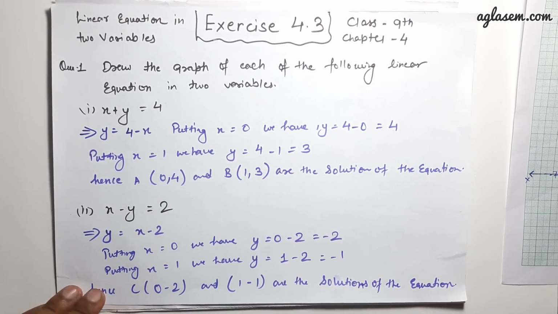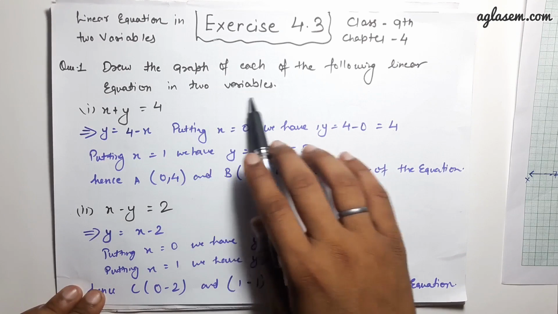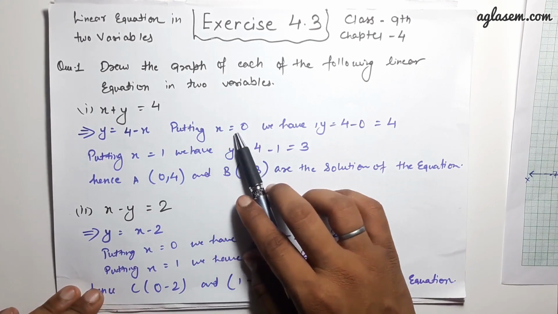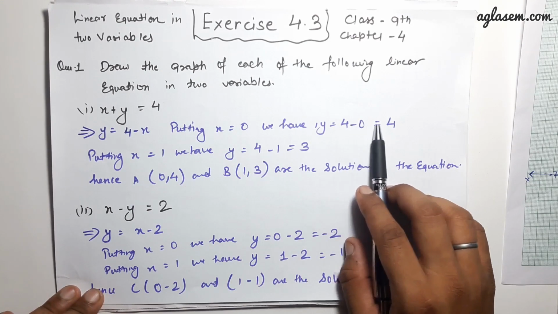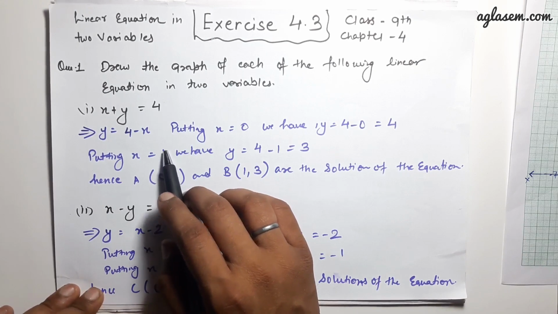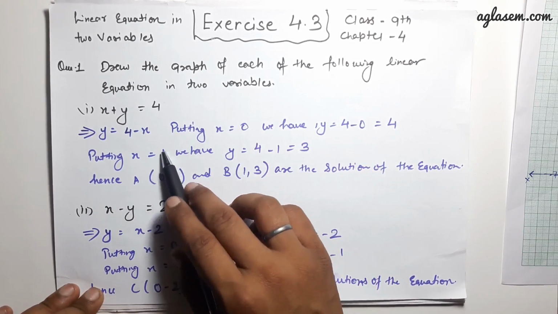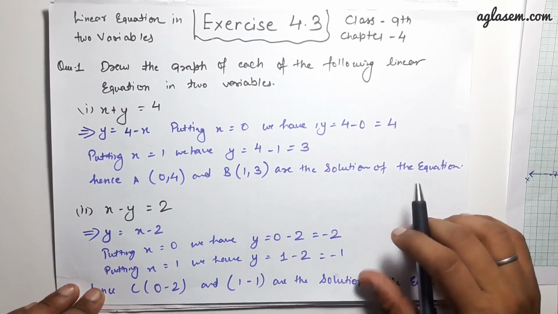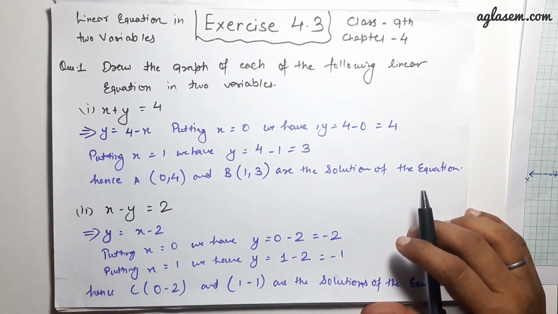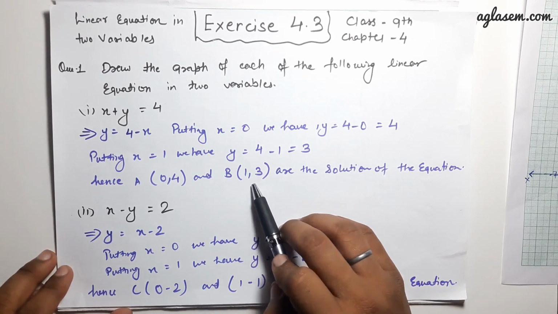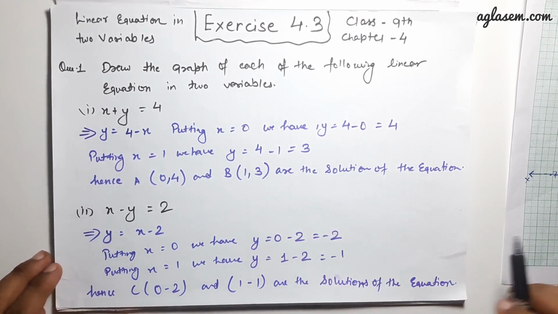So to draw the graph we have to solve this equation in two variables. So y equals 4 minus x. Putting x equal to 0 we have y equal to 4 minus 0 is equal to 4. Putting x equal to 1, we have y equals 4 minus 1 is equal to 3. Hence we get A equals (0, 4) and B equals (1, 3) as the solutions for the equation.